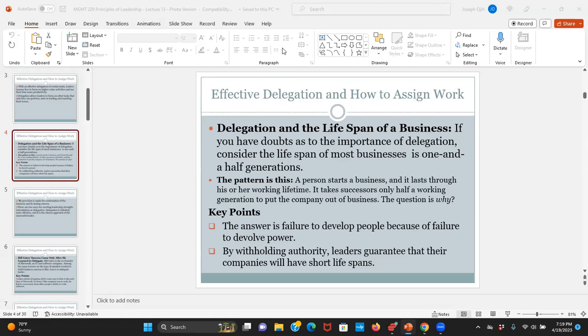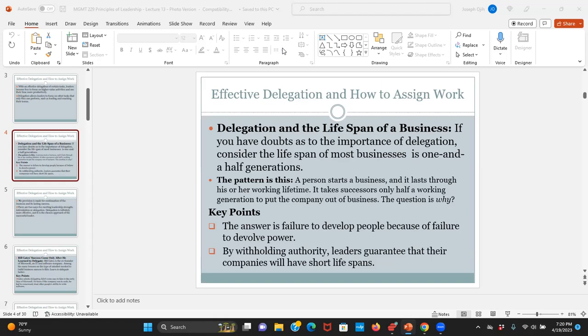Why? The first point that I made here was that, of course, the founder did not intend this result to be the case. So the answer is failure to develop people because of the failure to devolve power. They don't want to develop people because that would mean they have to devolve power. They have to lose some of the powers they have. And the second one is that by withholding authority, the leaders guaranteed that their companies would have short lifespans.